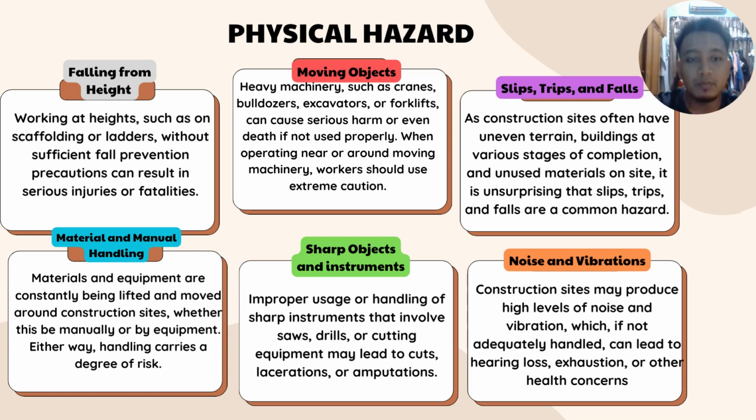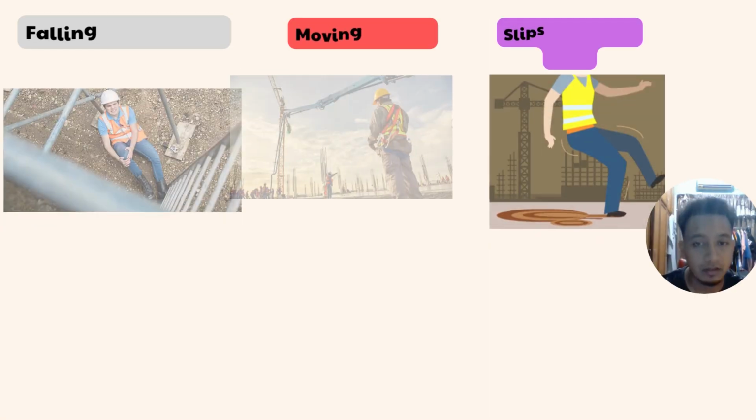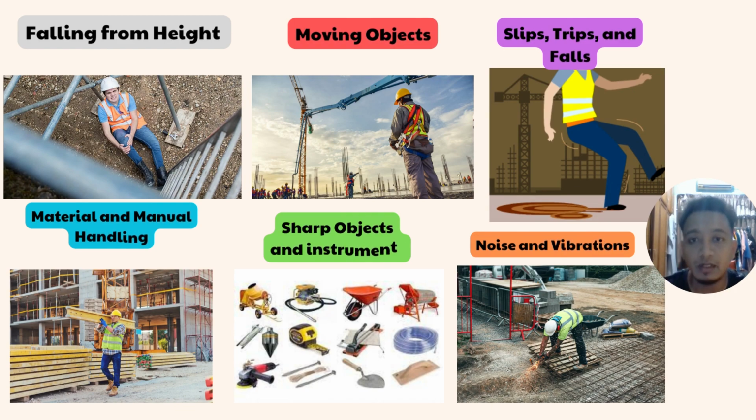Construction sites may produce high levels of noise and vibration, which, if not adequately handled, can lead to hearing loss, exhaustion, or other health concerns. Okay, this is an example of physical hazard: falling from height, moving object, slips, trips and falls, material and manual handling, sharp object and instrument, noise and vibration.